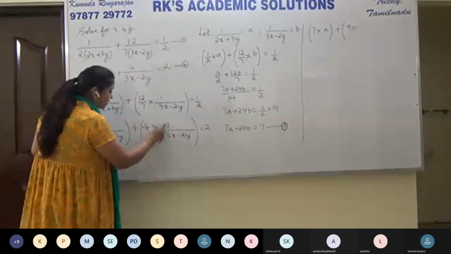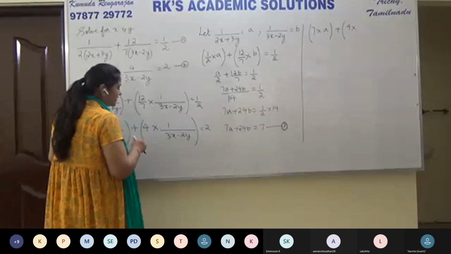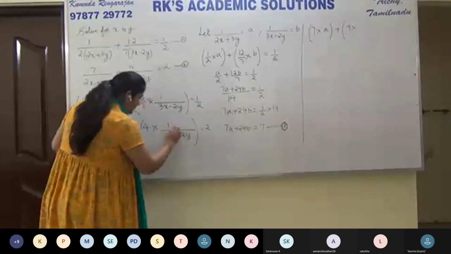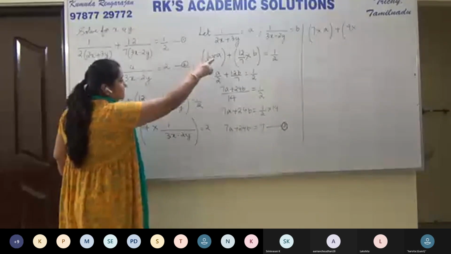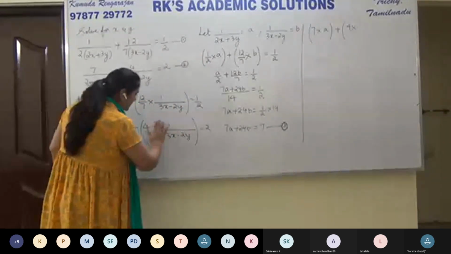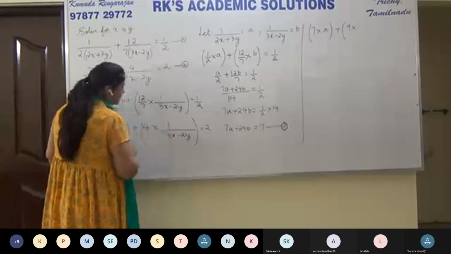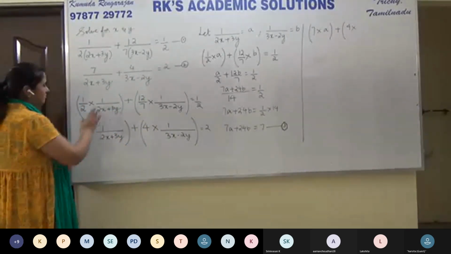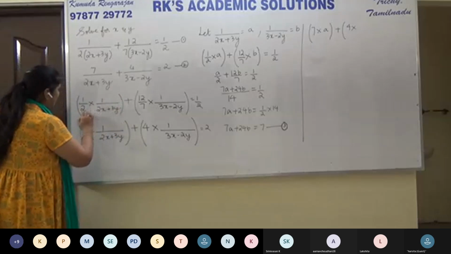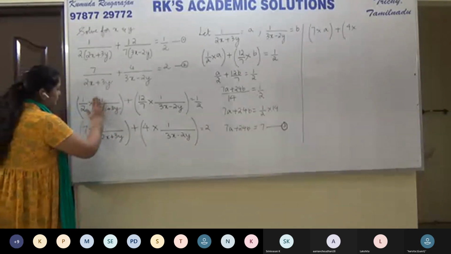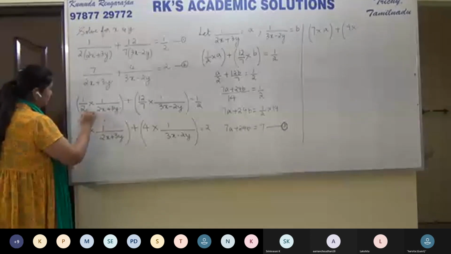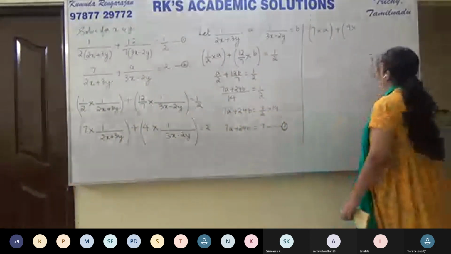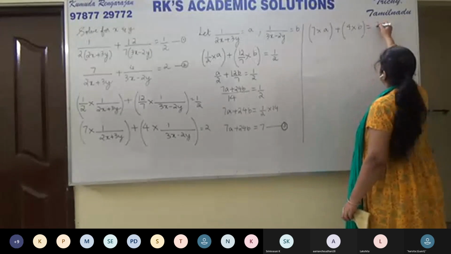Suddenly we have a doubt. 4 into 1 by B. Why is she saying B? It's not 1 by B, because what is B? This entire thing, 1 by 3x minus 2y. Take out this whole thing and say B there. So 4B. This full thing, 1 by 2x plus 3y, is A. Rub it out. So 1 by 2 into A. So 4 into B is equal to 2.